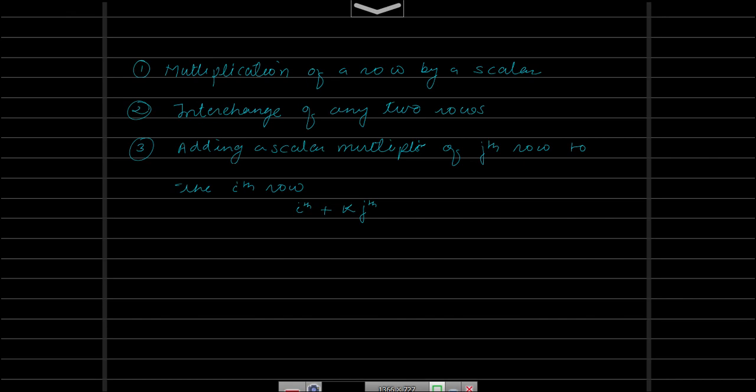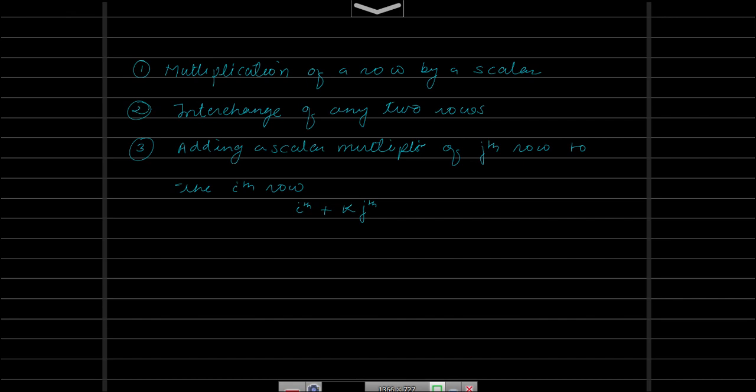As we know, there are three elementary operations. One is multiplication of a row by a scalar. Second one is interchange of any two rows, and third one is adding a scalar multiple of the jth row to the ith row. Same thing we will go for elementary operations which are defined for the columns. As in, first one will be multiplication of a column by a scalar, interchanging of any two columns, and adding a scalar multiple of the jth column to the ith column.